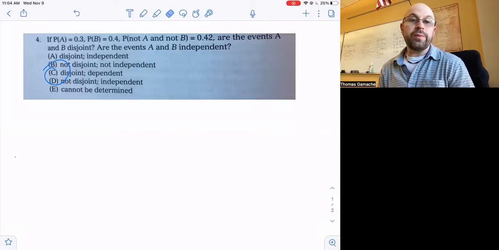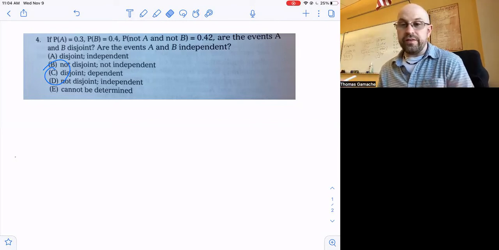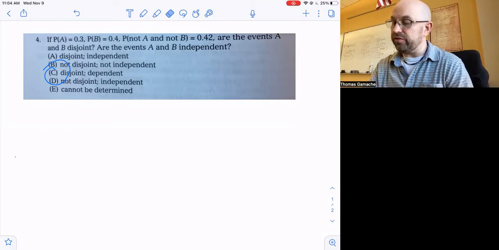All right, well, I'm going to try a problem now that we're going to be working with disjoint and independent events. And I want to see if I can prove whether these events are disjoint or whether they're independent.